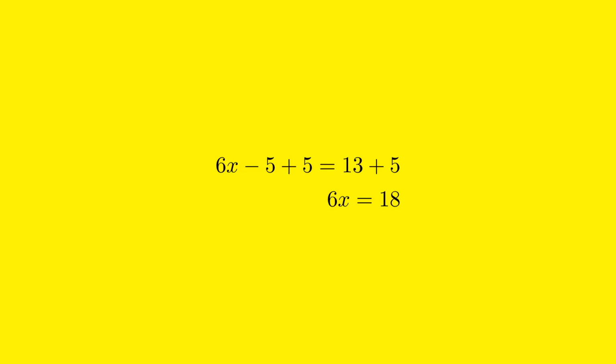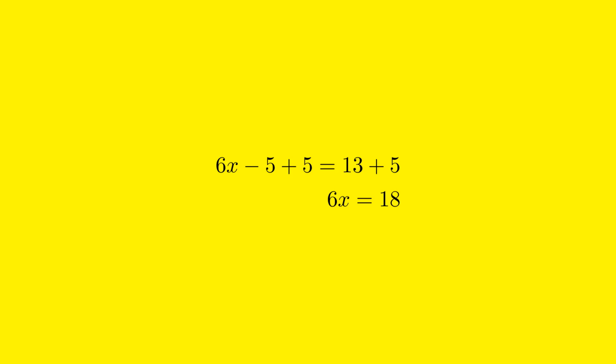To solve the equation 6x minus 5 equals 13, we need to begin by isolating the variable x. Step 1. Add 5 to both sides of the equation. This is because we need to eliminate the minus 5 on the left side to isolate the term with x. Adding 5 will cancel out the minus 5.